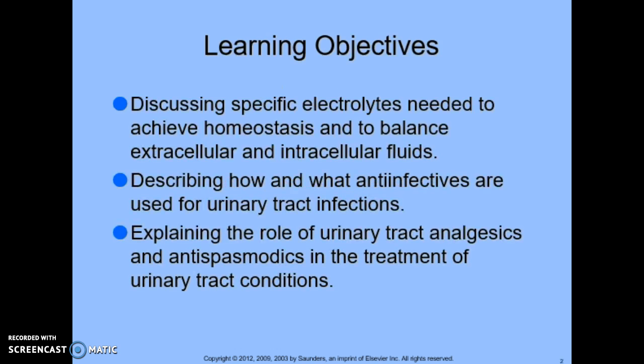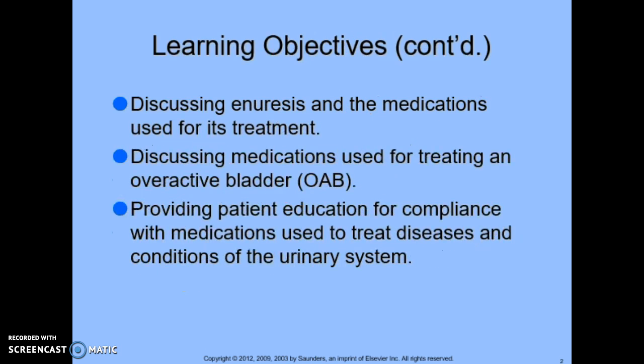Our learning objectives for today: discussing specific electrolytes needed to achieve homeostasis and to balance extracellular and intracellular fluids, describing how and what anti-infectives are used for urinary tract infections, explaining the role of urinary tract analgesics and antispasmodics in the treatment of urinary tract conditions, discussing enuresis and the medication used for its treatment, discussing medication used for treating an overactive bladder, OAB, and providing patient education for compliance with medications used to treat diseases and conditions of the urinary system.